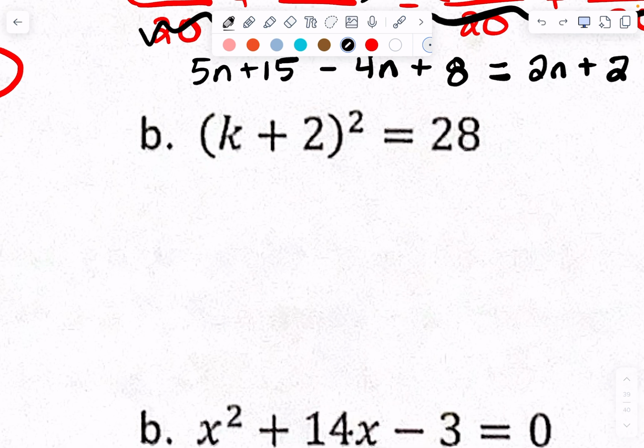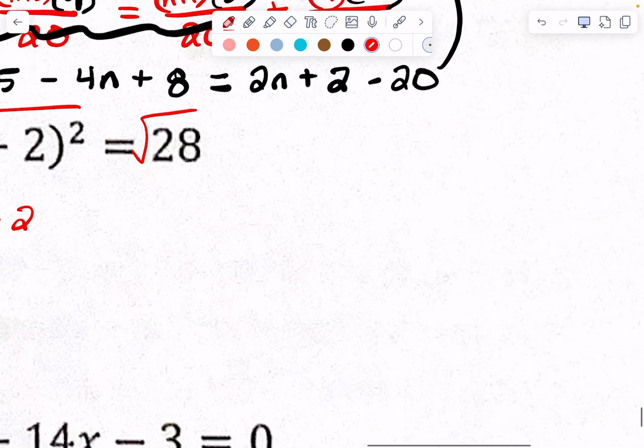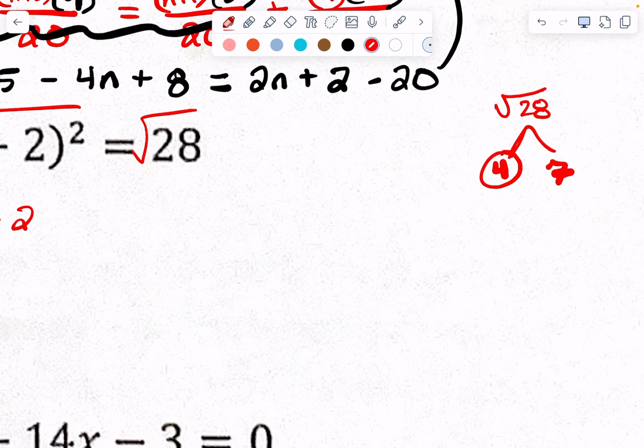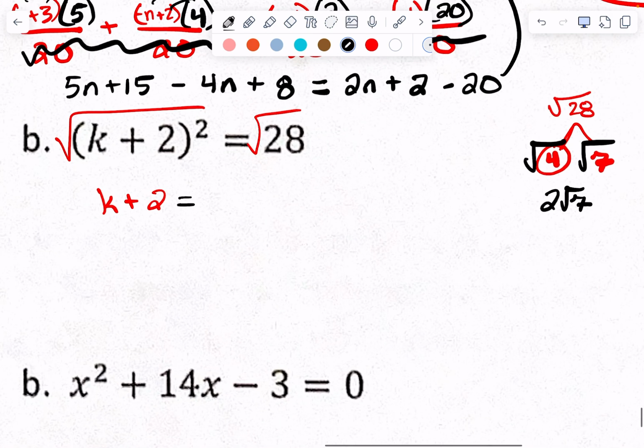How do we do b? Take the square root first. Yep. The square root of 28 won't come out nicely, but it will break down. What goes into 28? 14. 7 and 4. 4 goes here, 7 goes here. So the square root of 4 is 2. 2 square roots of 7. And since we took the square root, it's plus minus 2 square roots of 7.